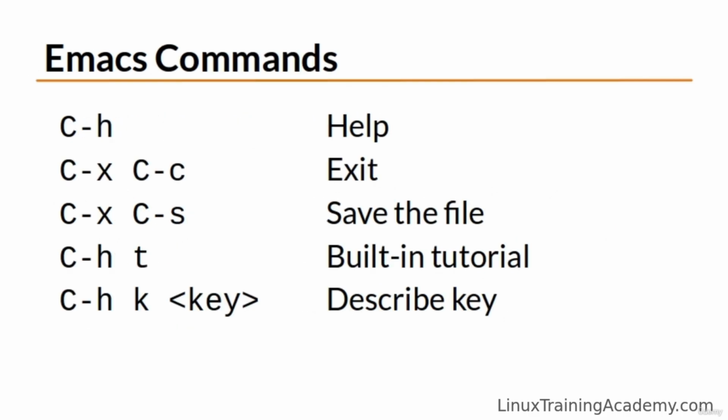Use Control-H to get help. Type Control-X followed by Control-C to exit Emacs. Control-X, Control-S saves the file. Control-H-T will start the built-in tutorial. Control-H-K followed by a key will describe that key. You can use this to get help on a specific key command or key combination.